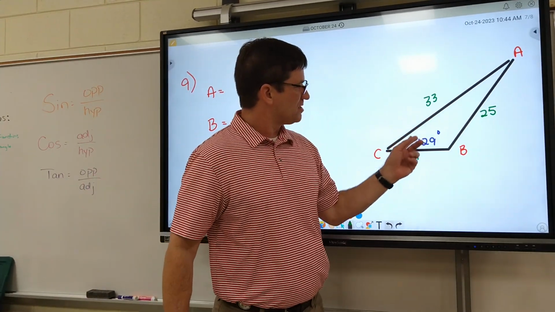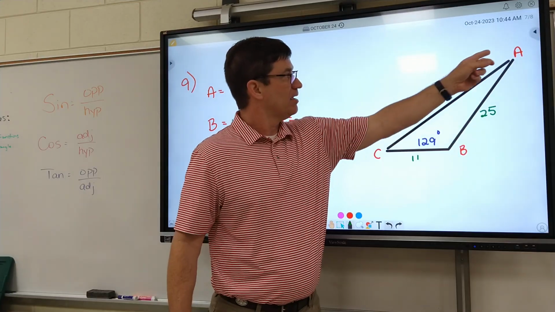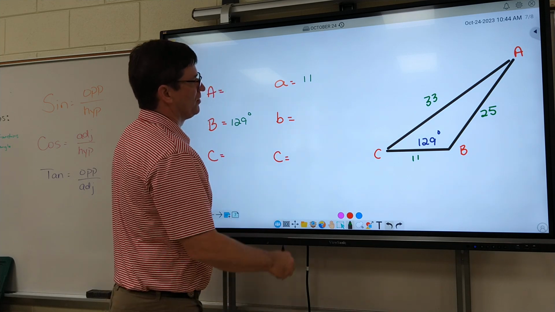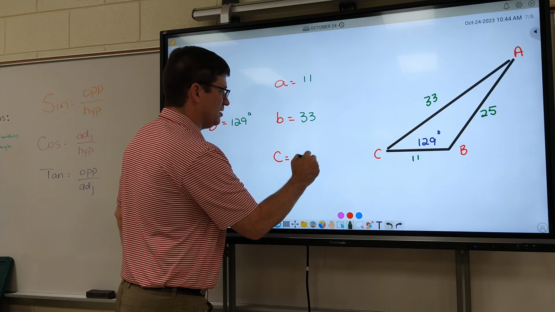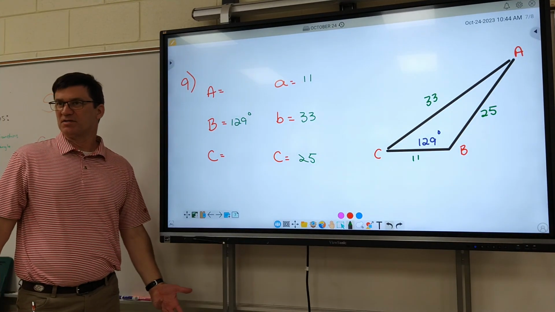Little 11, little a. 11, which is little a, is across from capital A. So 11 goes for little a, 33 goes for little b, 25 goes for little c. All right, now that would make sense, right?